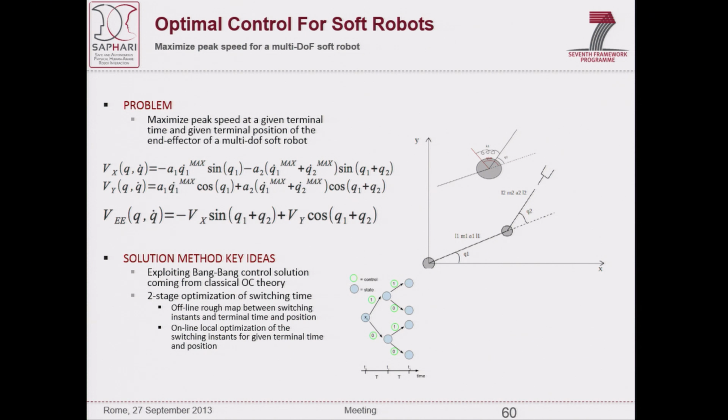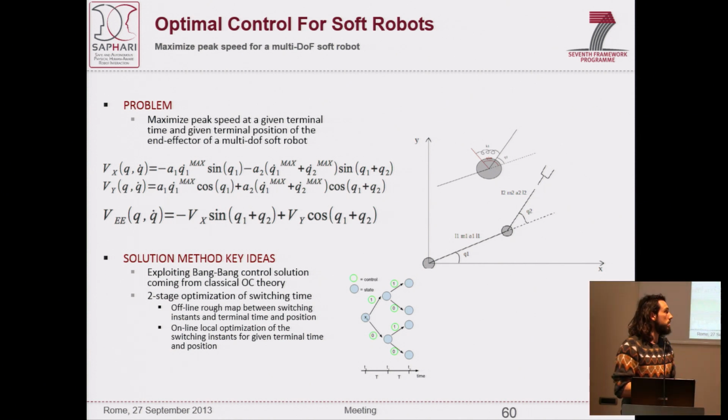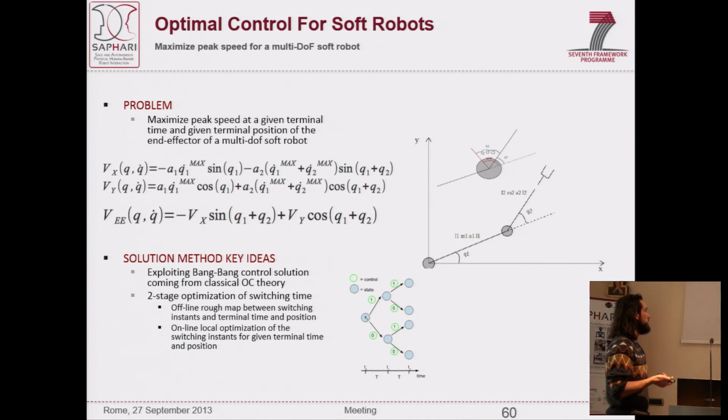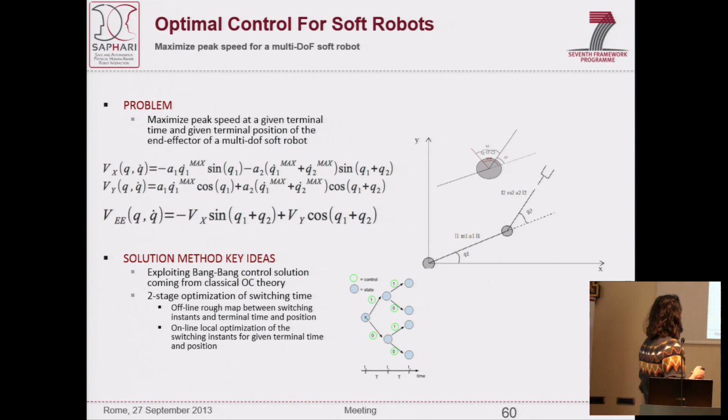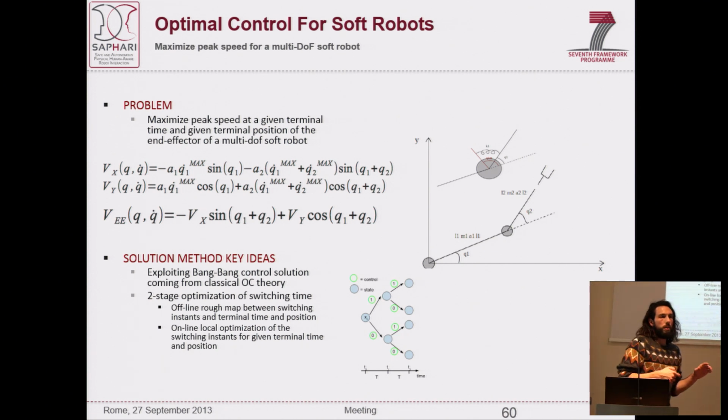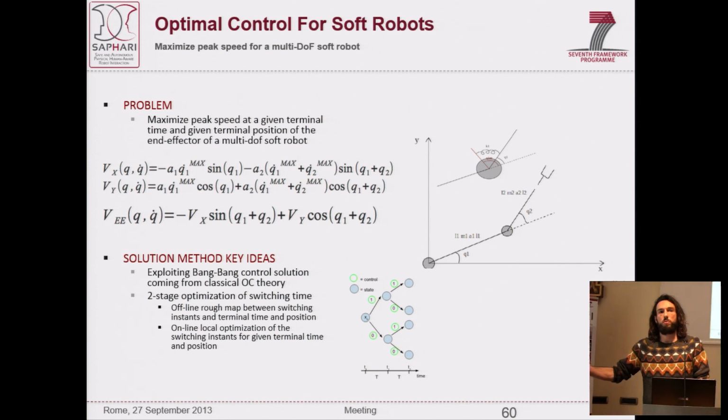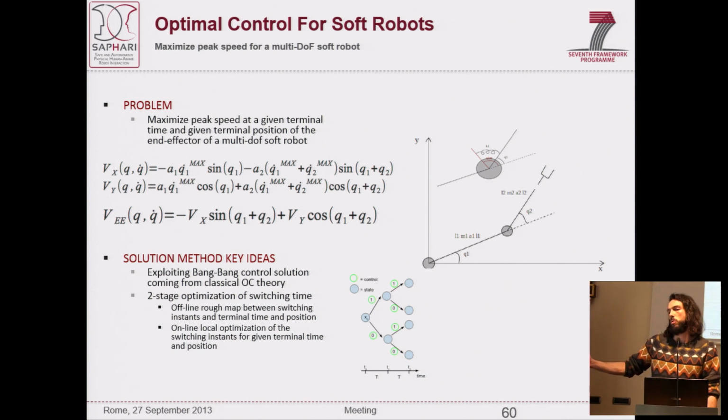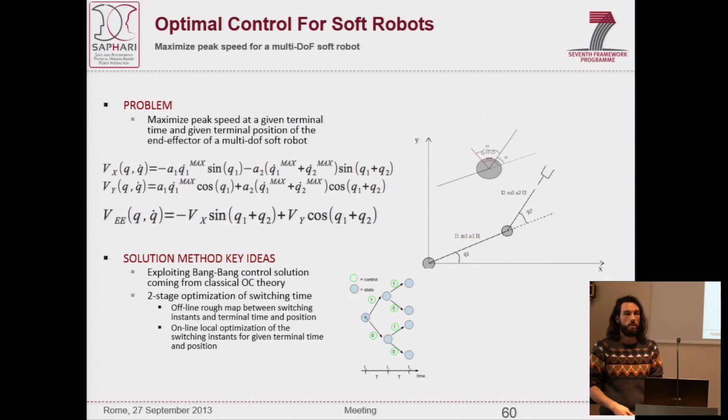Okay, now let's see how to apply this idea to a 2 degrees of freedom robotic arm. In this case, a series elastic 2 degrees of freedom arm. The problem here is to maximize the velocity of the end effector. So no more the velocity of one joint, but the velocity of the end effector in a given direction. So basically, you can imagine the task to hit a ball with the maximum speed, and also you want to send the ball in a certain direction.